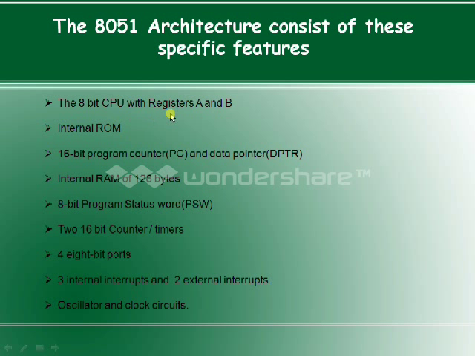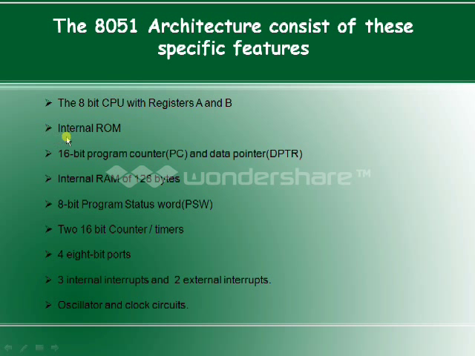The 8-bit CPU with registers A and B. So this controller is called an 8-bit controller. Why? Because the ALU present inside the 8051 can perform a maximum of 8-bit operations. In the sense, if I want to perform a 16-bit operation, with two operands whose size is 16 bits, then I have to divide the operand into 8 bits. Then I can perform the operation. So that is why it is called an 8-bit CPU or 8-bit microcontroller.